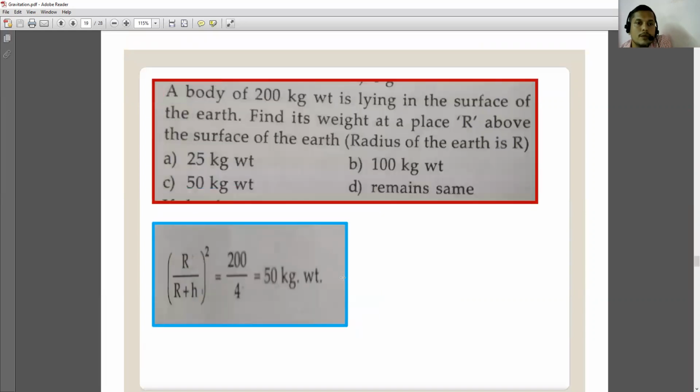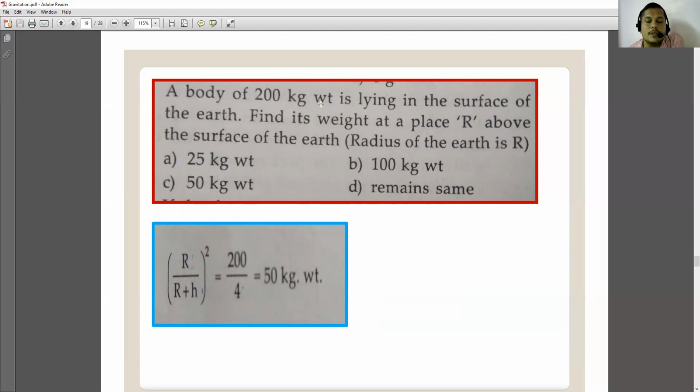The next, a body of 200 kilogram weight is lying on the surface of the earth. Find its weight at a place R above the surface of the earth. Radius of the earth is capital R. So here, first we have to check what the given things are. A body of 200 kilogram weight, which is lying on the surface of the earth. Find its weight at a place R above the surface of the earth.